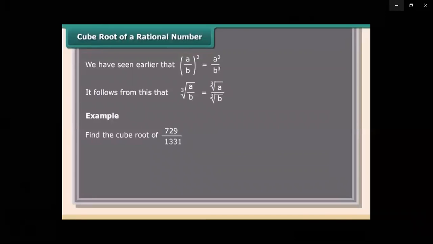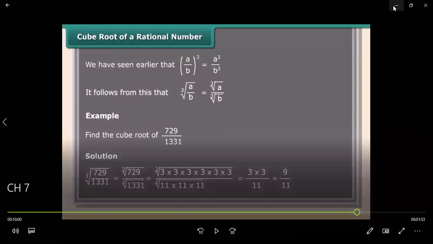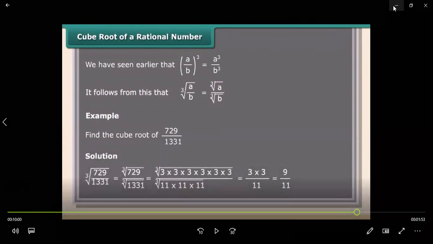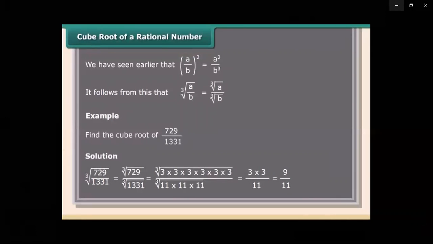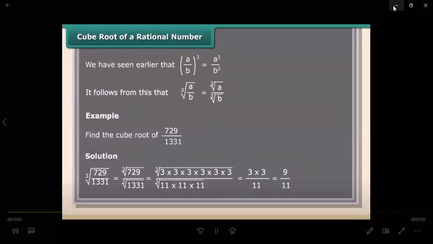Okay, so what we can do from here, we can find the separate cube roots of numerator as well as denominator. So for 729 you can see that when we are finding the factors, we are getting two triples for 3, and similarly for 1331 we are getting one triple for 11. So for numerator, the cube root of 729 will be equal to 9, and for the denominator the cube root will be equal to 11. Okay, then we can simplify this. So 9 by 11 will be our final answer for the cube root of 729 by 1331. That will also be in the form of a rational number.